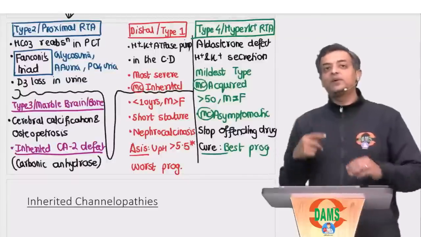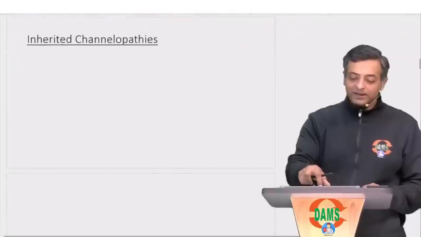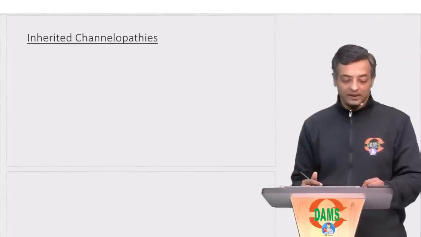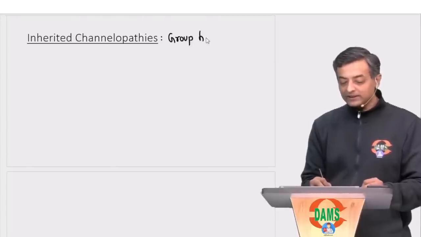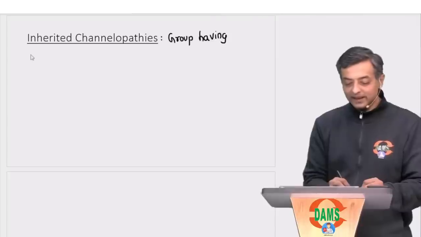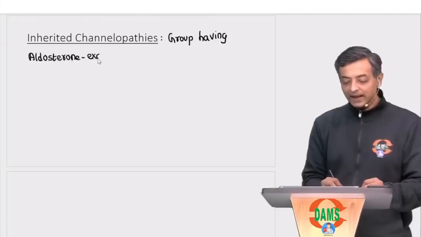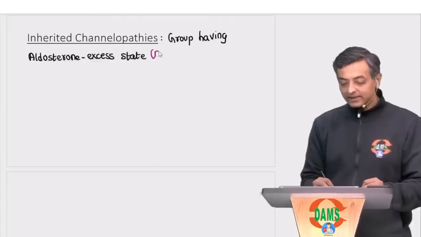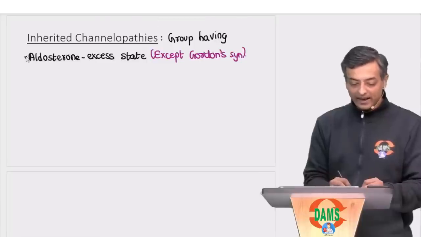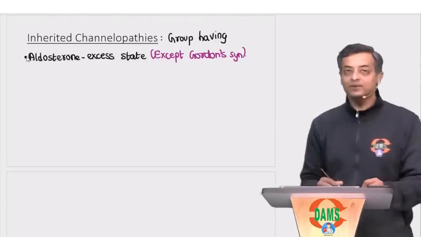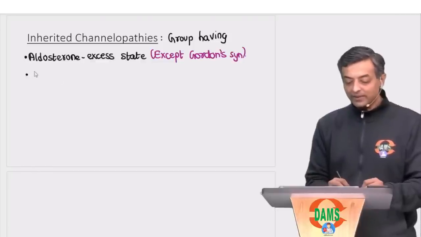Now, going to the fourth topic, the counterpart of RTA are the inherited channelopathies. It is a group of diseases having aldosterone excess state. Except for Gordon's syndrome, all the channelopathies have got aldosterone excess state. So what happens here?